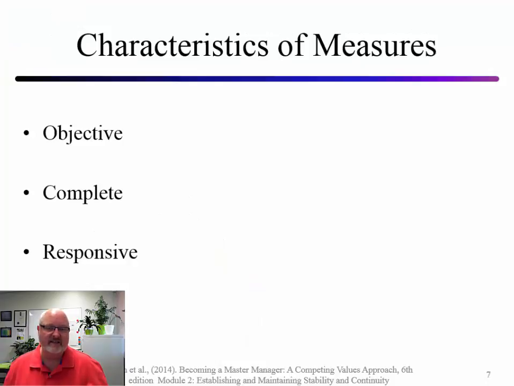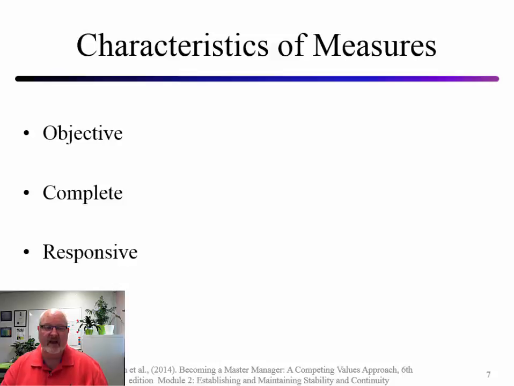So the characteristics of measures for performance and quality involve an objective, it has to be complete, and it has to be responsive. So let's think about the characteristics of measures for a moment. Let's say that your characteristic that you're trying to measure is on-time performance of a bus company. And let's say that the objective is to get 90% on-time performance. So pick up on time, delivery of passengers on the bus on time, and you do that 9 out of 10 times.